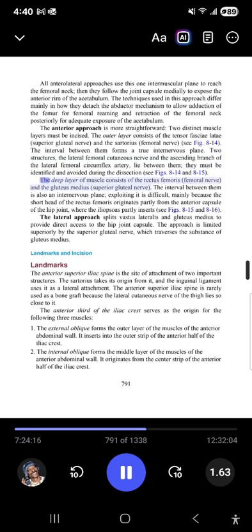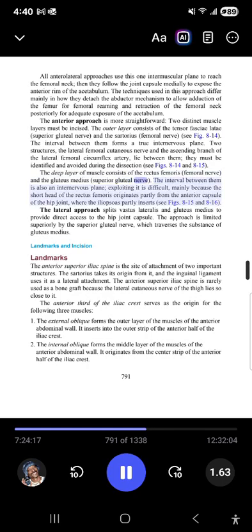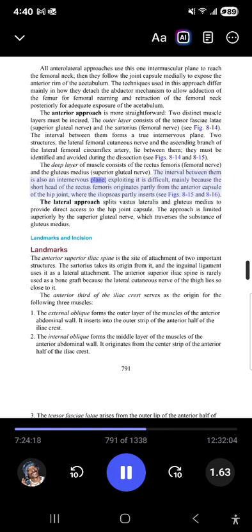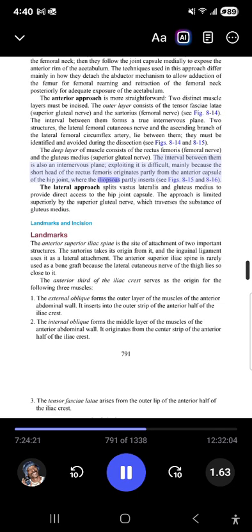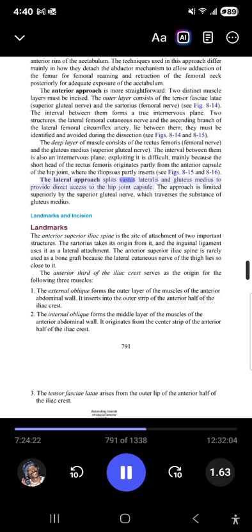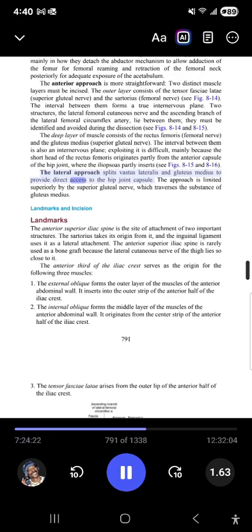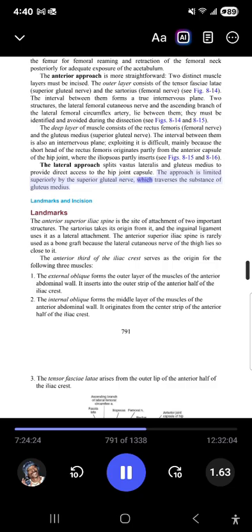The deep layer of muscle consists of the rectus femoris (femoral nerve) and the gluteus medius (superior gluteal nerve). The interval between them is also an internervous plane. Exploiting it is difficult, mainly because the short head of the rectus femoris originates partly from the anterior capsule of the hip joint, where the iliopsoas partly inserts, see figs 8-15 and 8-16. The lateral approach splits vastus lateralis and gluteus medius to provide direct access to the hip joint capsule. The approach is limited superiorly by the superior gluteal nerve, which traverses the substance of gluteus medius.